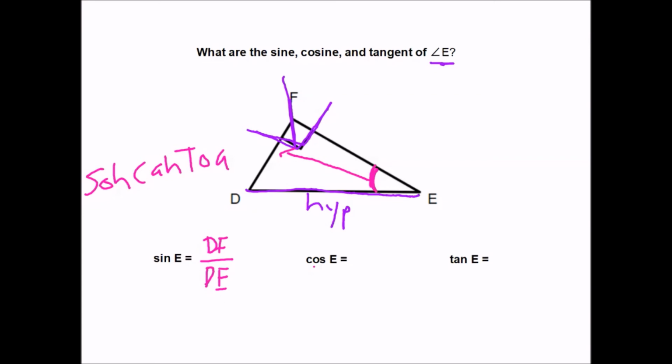Cosine is Cah, so SohCahToa. It's adjacent over hypotenuse. The adjacent side to angle E would be EF, and the hypotenuse again is DE. Tangent E would be the Toa, opposite over adjacent. Again, the opposite side is DF and the adjacent side is EF. Now there weren't numbers here, so if we put numbers in, we could make these into fractions.